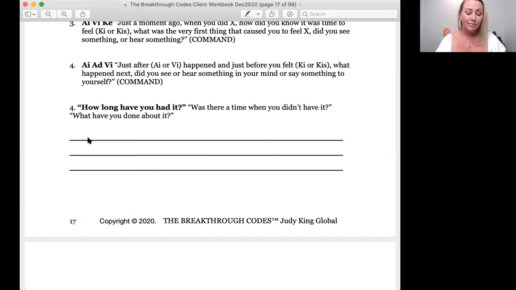So now that we're in the deep-rooted structure, all of the following questions are geared around the root cause problem. So how long have you had it refers to how long have you had what's really going on here, not procrastination. How long have you had the root cause problem? How long have you had this belief system of being insignificant?